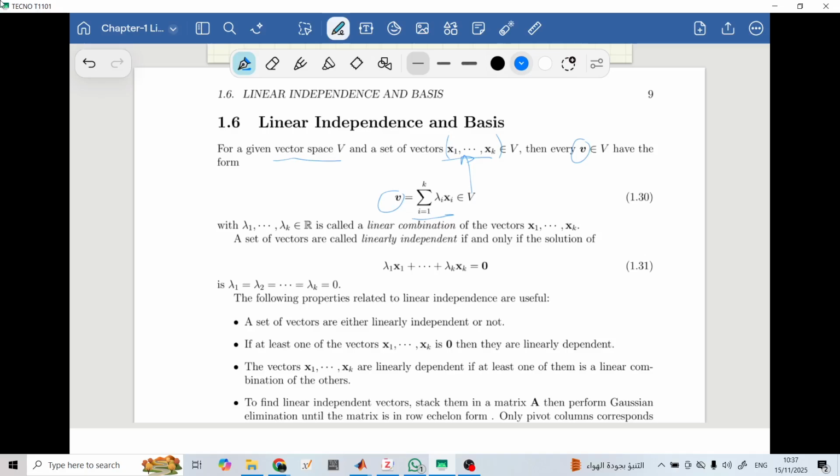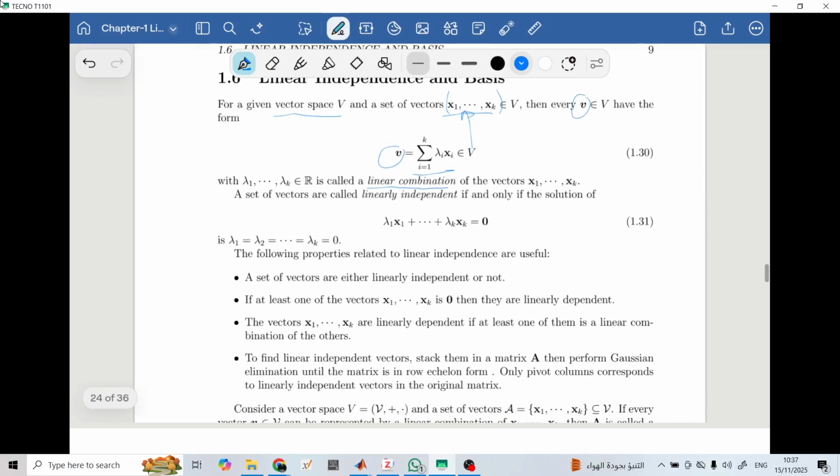Now this is called a linear combination, right? And we'll talk about those vectors in a bit. Any set of vectors is called linearly independent if and only if we form a linear combination, and this linear combination equals the all zero vector, so it's all zeros, if and only if all the multipliers, which are scalars, equal 0.